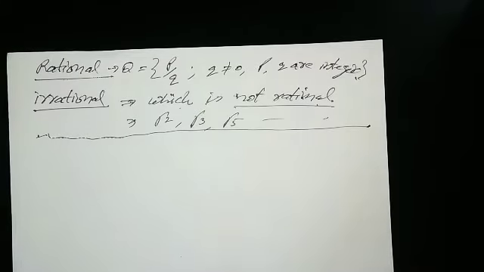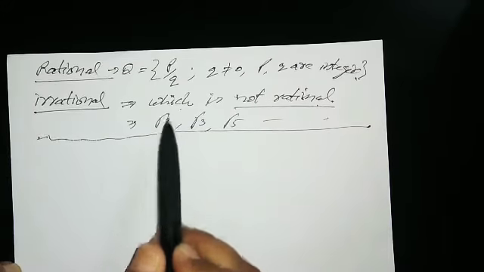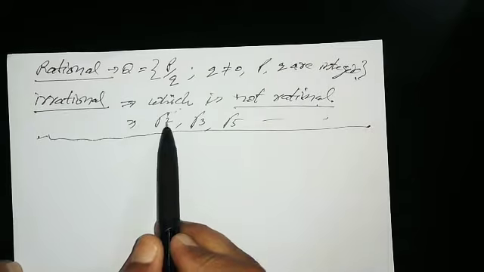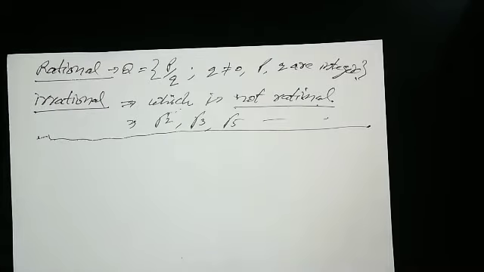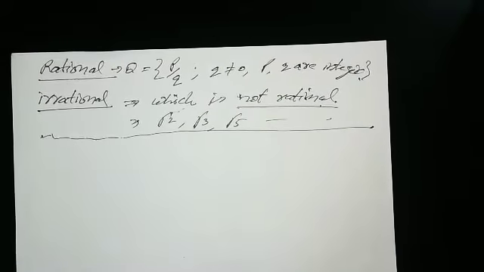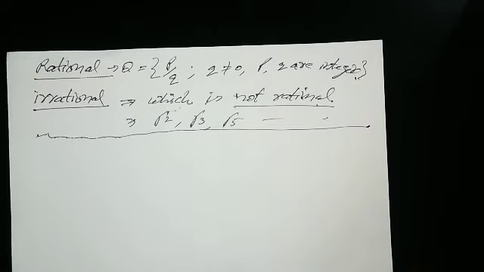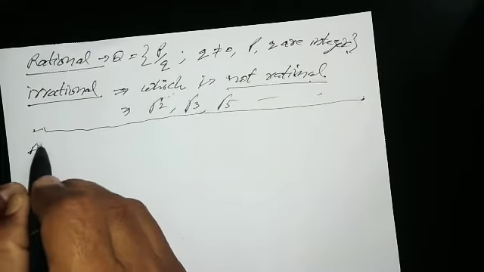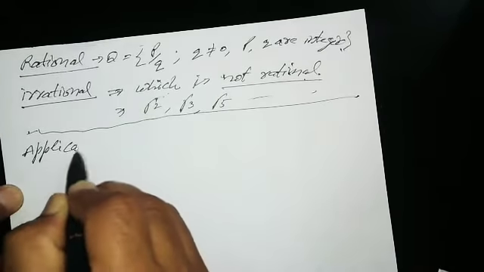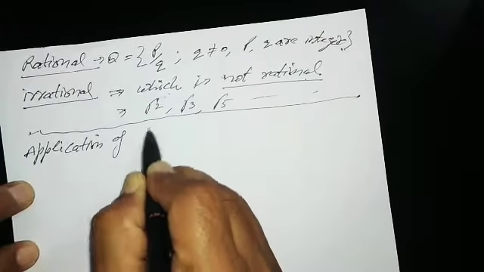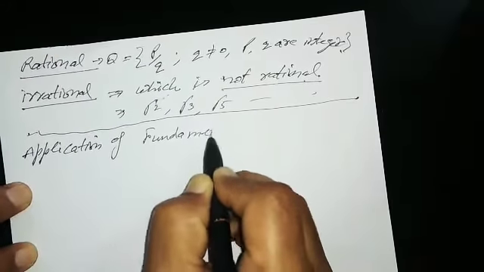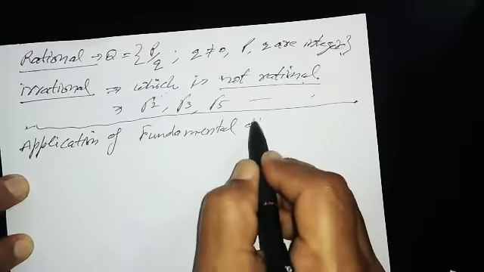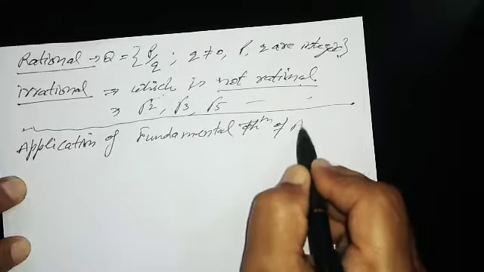Now in the 10th class, our topic about irrational is how you can say root 2 is irrational. In that video I have also told how you can say root 2 is irrational, but in another way, using the fundamental theorem of arithmetic, meaning an application of the fundamental theorem of arithmetic.